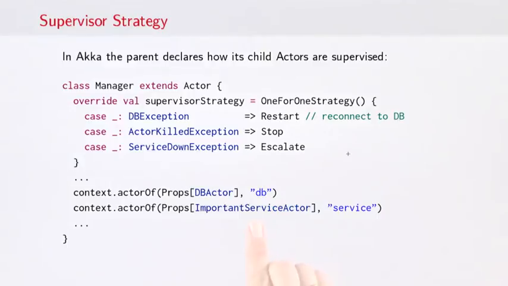But what if this very important service actor fails? This manager depends on it. It cannot function without it. So it cannot fix the problem itself. Hence, it escalates this exception to its own supervisor.